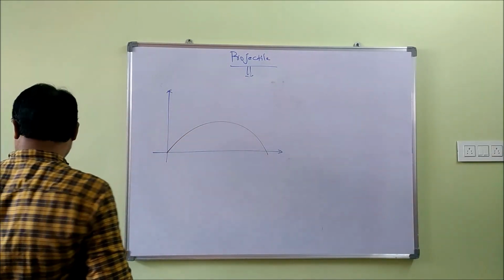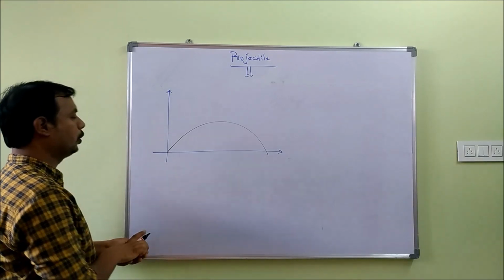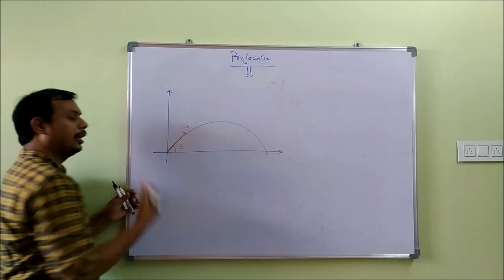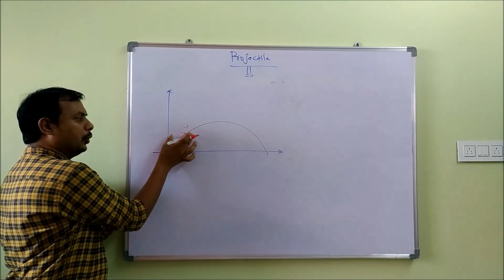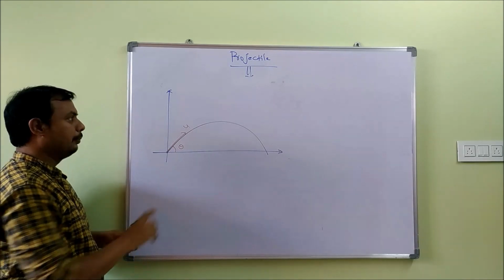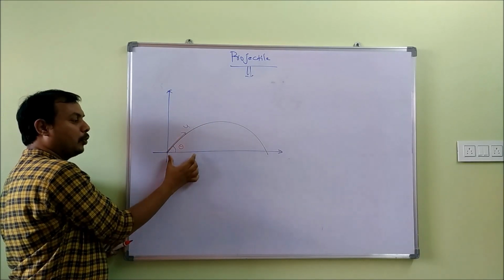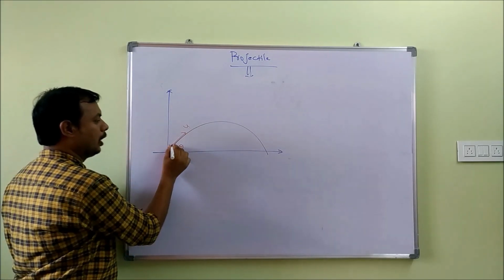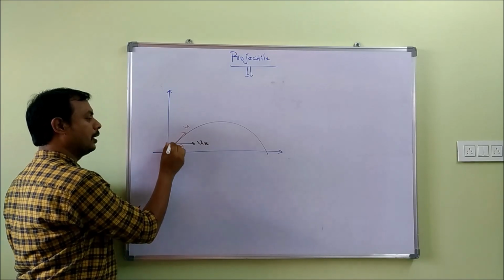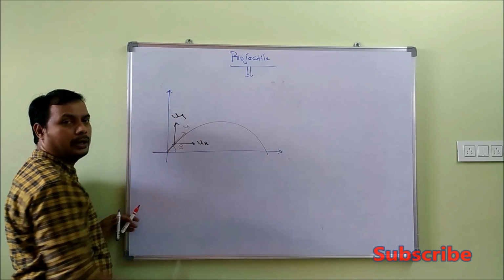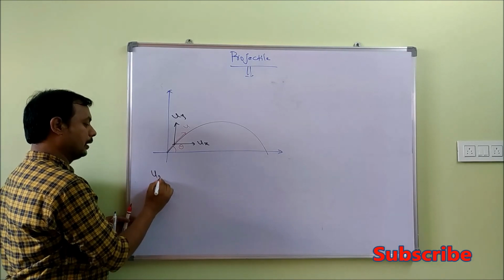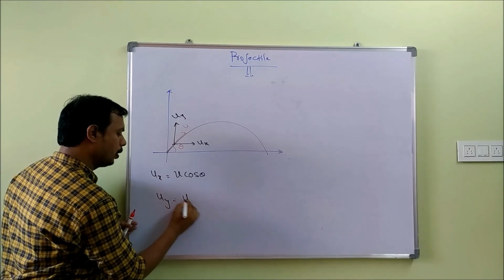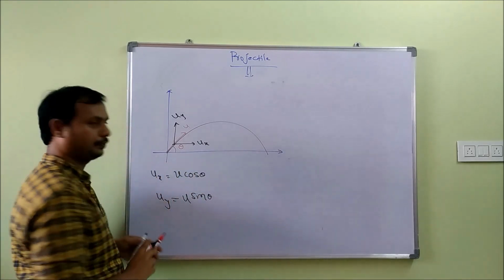Let the velocity of the body be u. u is the initial velocity of the body, and theta is the angle of projection. Now u is resolved into two components because this is a two-dimensional motion. What is the component along the x-axis? What is the component along the y-axis? So ux is the horizontal component of velocity, and uy is the vertical component of velocity. What is ux? ux equals u cos theta and uy equals u sin theta.